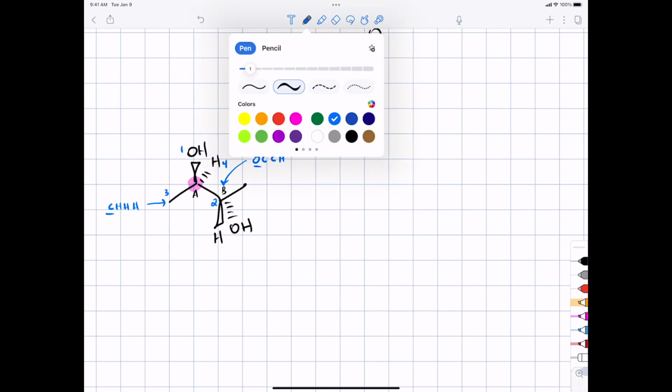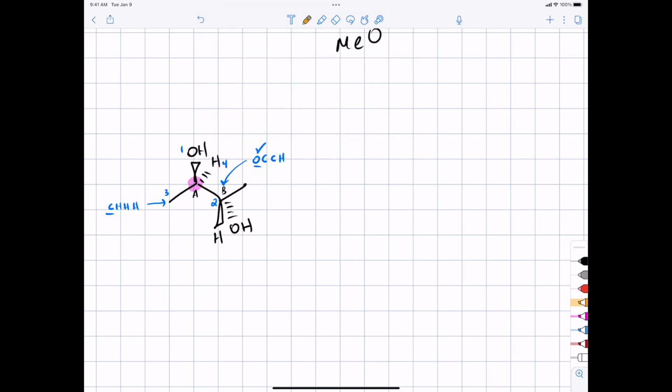Then get your sling rings on. 1, 2, 3. And that is a clockwise rotation. And your priority 4 group is in the back, so we're going to call that stereocenter R. Okay, now I'll redraw the molecule and we'll do the same for the other stereocenter.